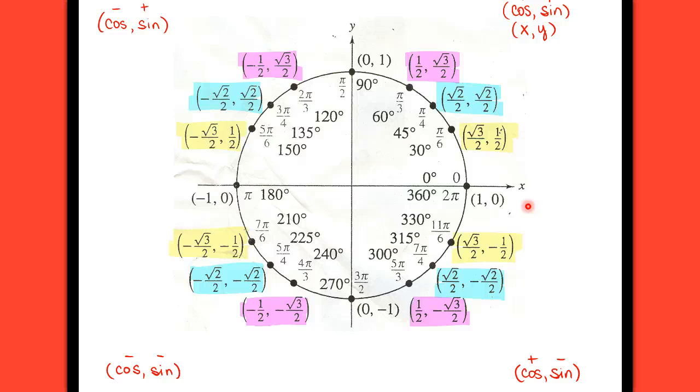Now, most people don't seem to have too much trouble remembering this middle ordered pair. Square root of 2 over 2, square root of 2 over 2. That one's in the middle every time. It's pretty easy to keep straight.